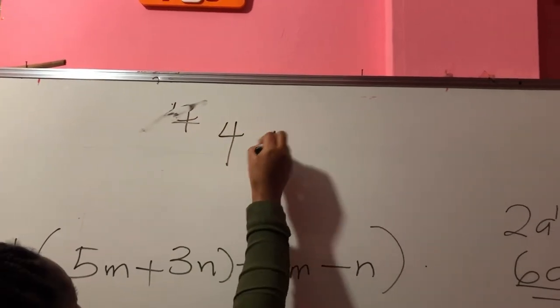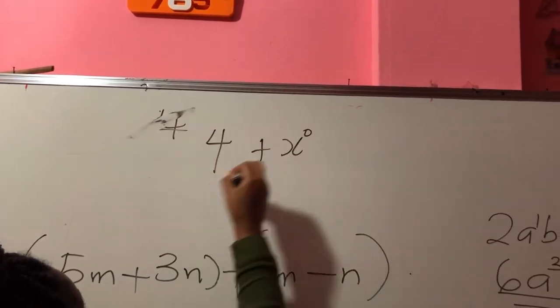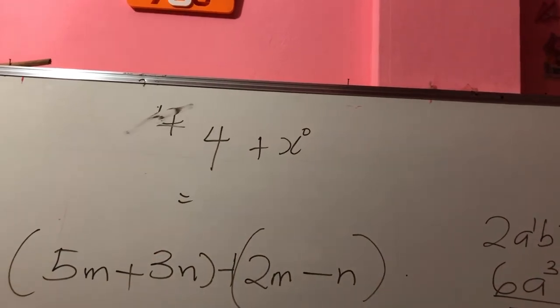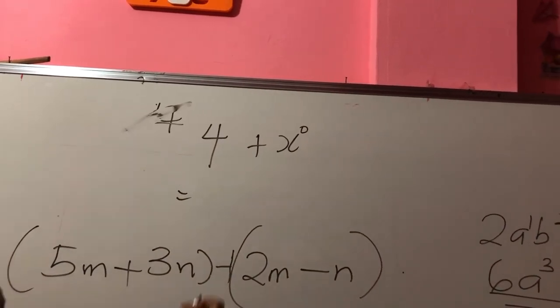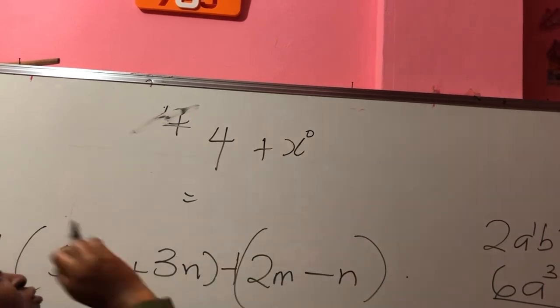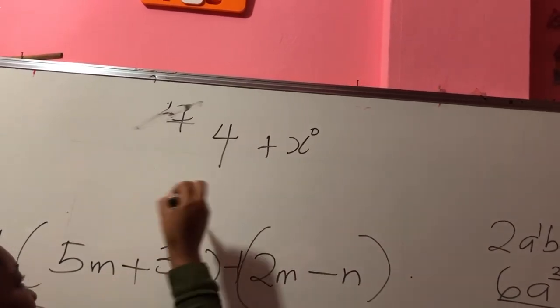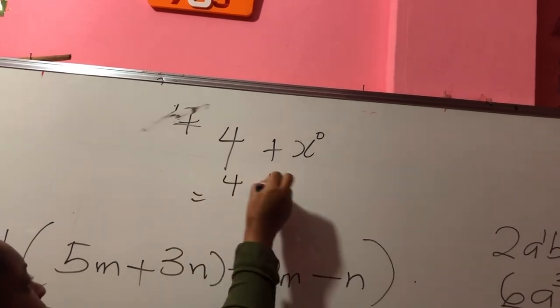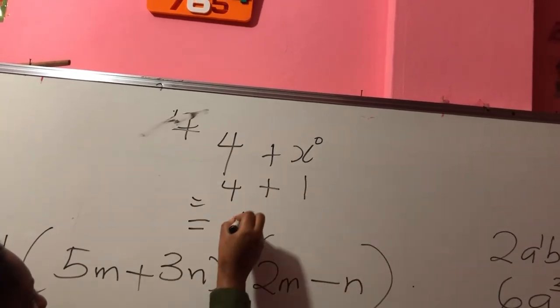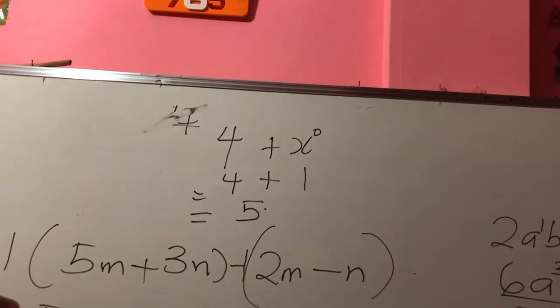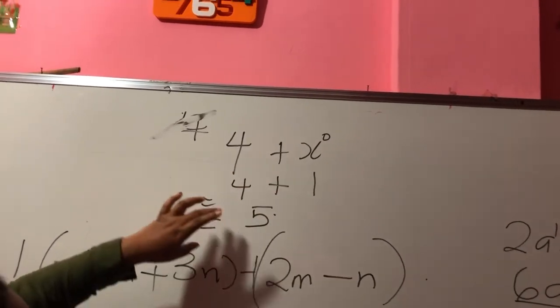Now the final thing I'm saying is find the value of 4 plus x to the power 0. Now some of you got these answers, most of you got these answers, but what I want you to indicate is that you have to let the teacher know that you know that any number raised to the power 0 is 1. So your next step has to be 4 plus 1. Then your final answer will be 5. But some of you just left this one and just came to write the answer as 5.